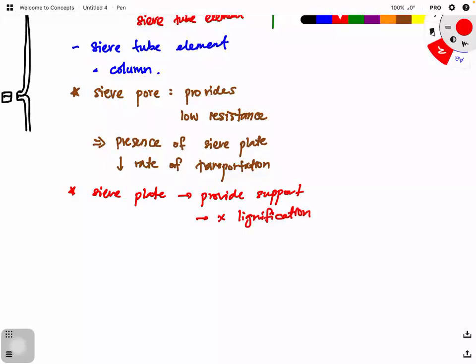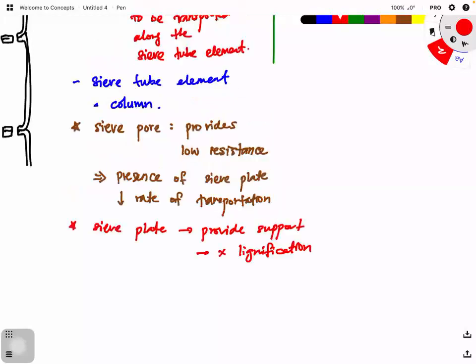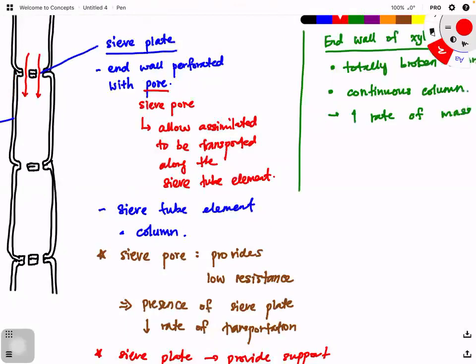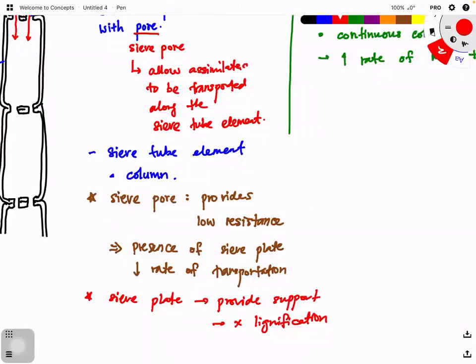Are you clear? Okay, so I repeat again. The sieve plate is the end wall that is perforated with pores, and these pores are termed the sieve pores. This sieve pore allows assimilate to be transported along the sieve tube element.